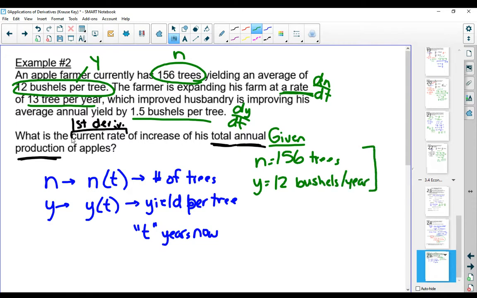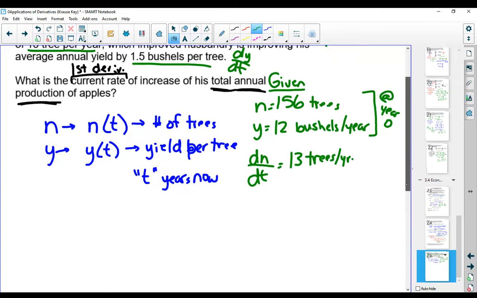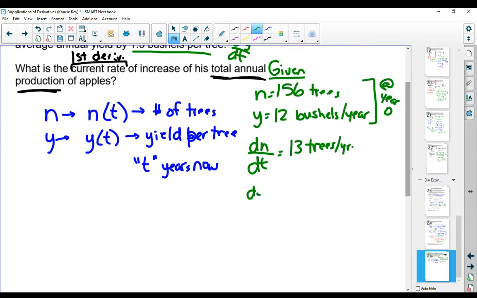Now, this is at year 0, so that's the initial year. dn dt, so the rate of change of the number of trees, is 13 trees per year. And dy dt, so the rate of change of yield per tree, is 1.5 bushels per tree per year.